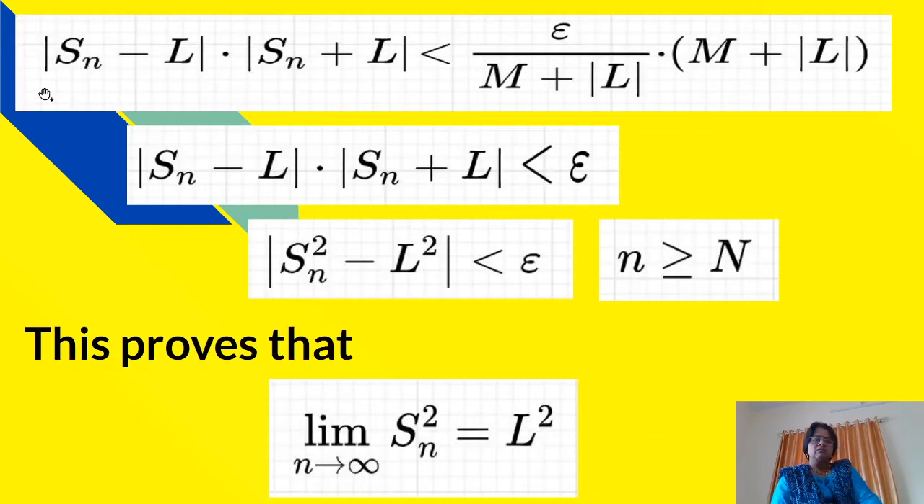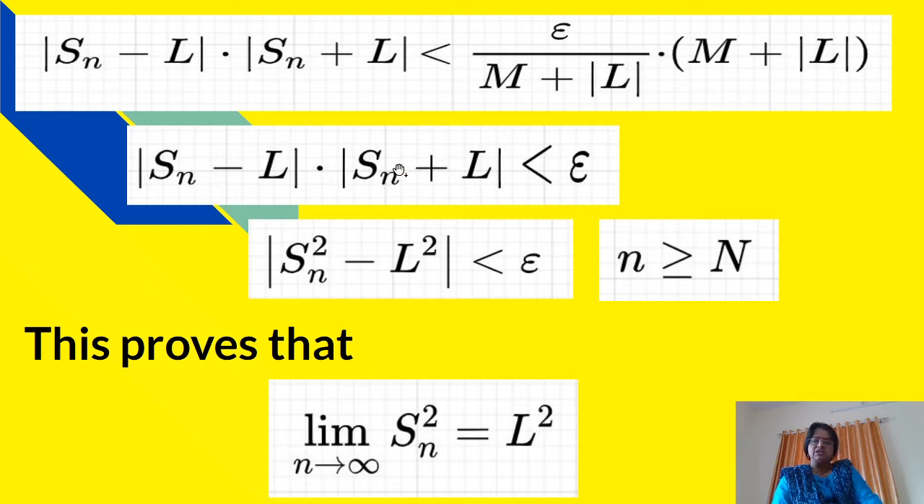Now consider modulus of Sn minus L into modulus of Sn plus L, which is less than epsilon upon M plus mod L into M plus mod L, using the previous two results for modulus of Sn minus L and for modulus of Sn plus L. Therefore, we have modulus of Sn minus L into modulus of Sn plus L is less than epsilon, because M plus mod L and M plus mod L get cancelled.